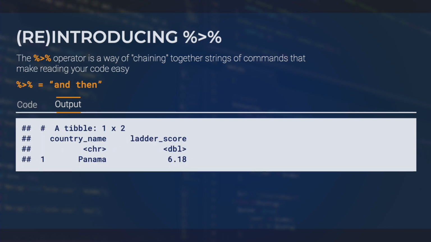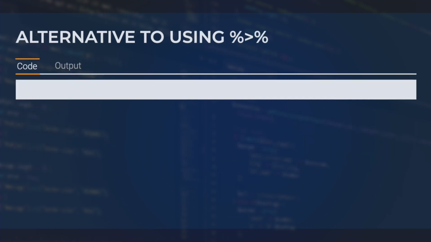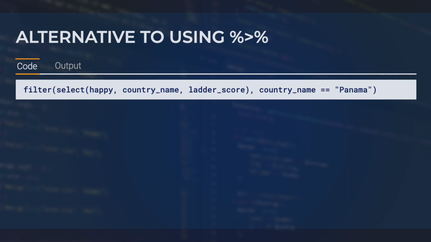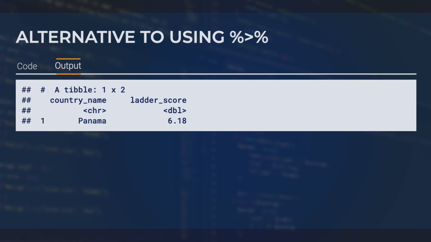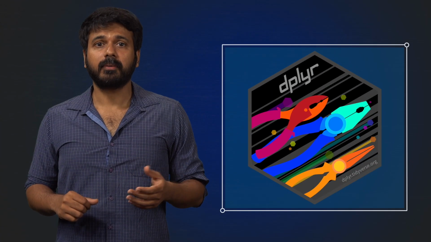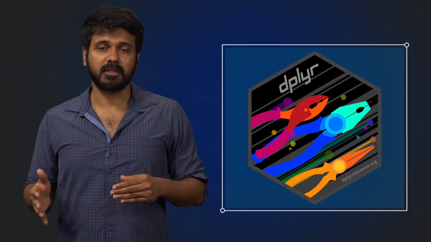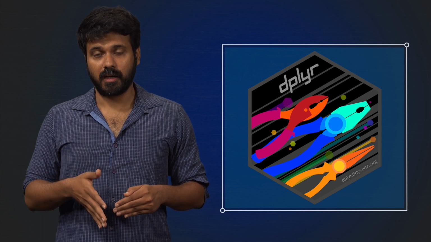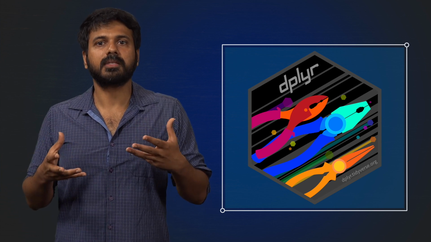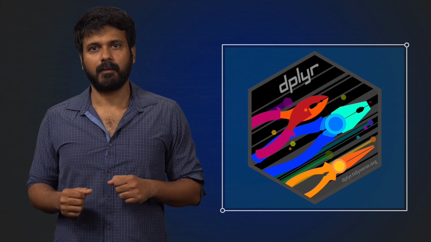So, why do this? The alternative to chaining lines of code using the pipe operator is to nest everything so that it all fits in one line. This is fine and will give you the same output, but it's difficult to read and write and is so more prone to error. The pipe operator works especially well with functions from a package known as dplyr, which is one of the workhorse packages of the tidyverse.